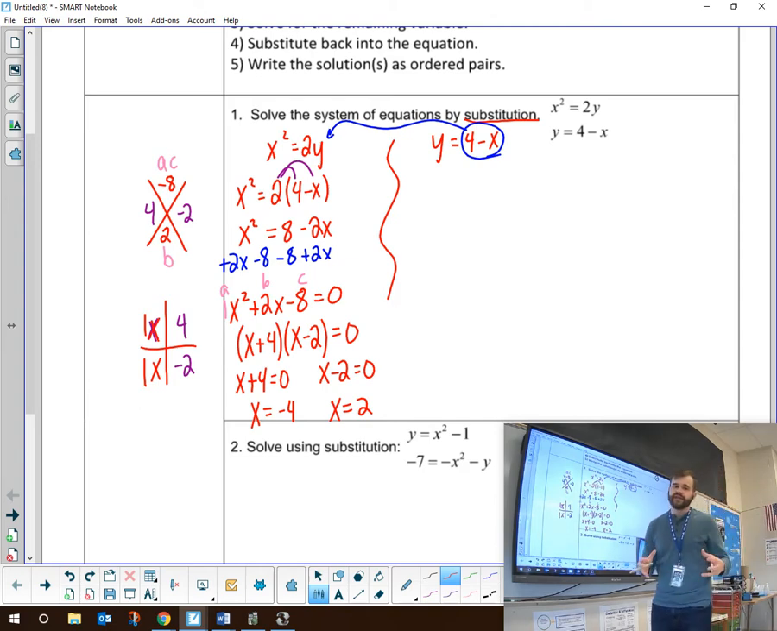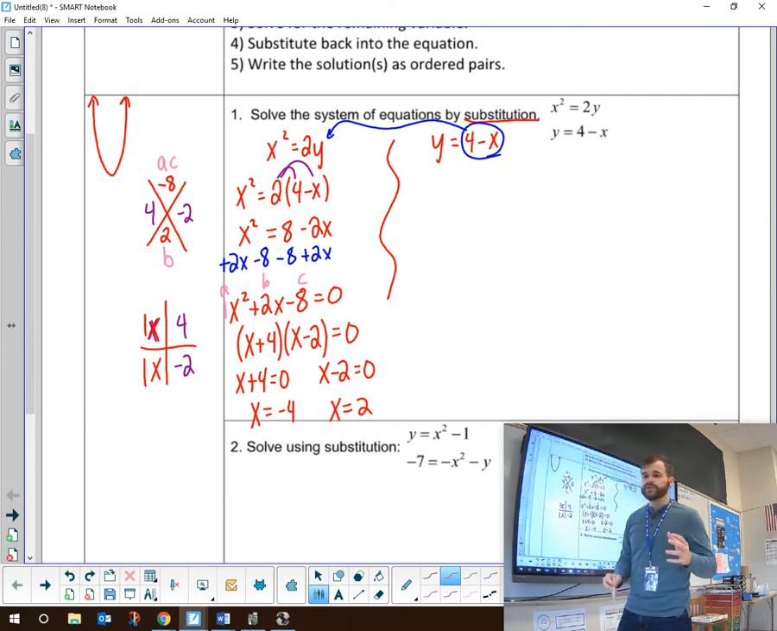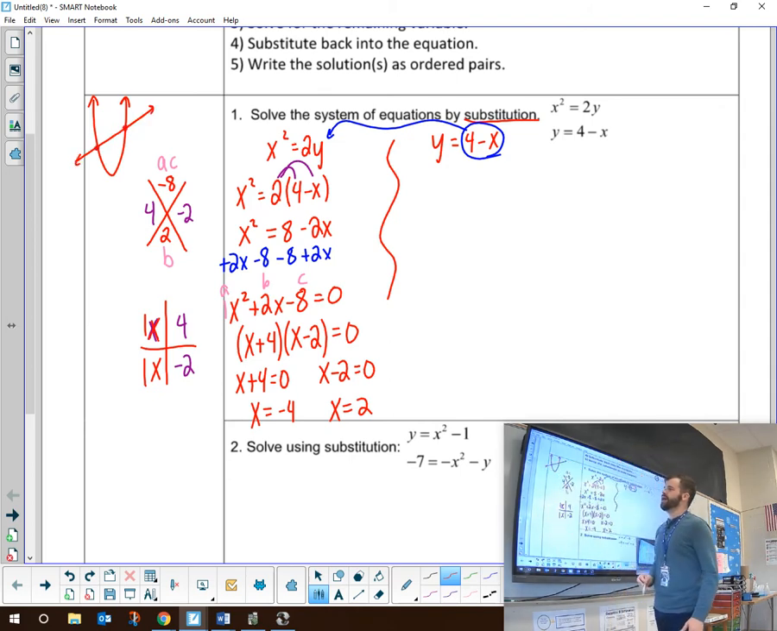So like this, we're going to get 2 points where these intersect. Because think about it. We have a quadratic equation. A quadratic equation has a graph that looks like a parabola. And we also have a linear equation. A linear equation has a graph that's a straight line. So when you have these two together, it makes sense that they're going to intersect in two spaces. So we have an x equals -4 and an x equals 2.